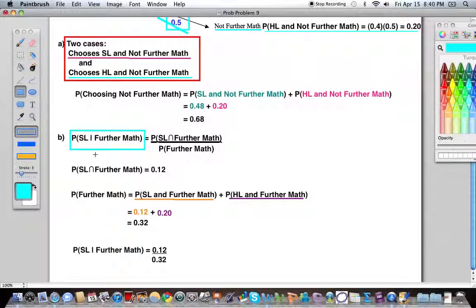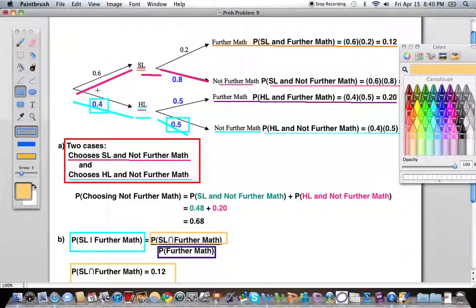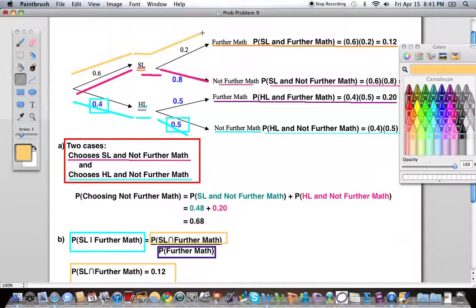We know that this is equal to the probability of a student choosing SL and further math. That's right here. Put that in peach like I did before. And the student choosing, down here, further math. So we can look at, I'm going to scroll up here, our tree diagram and find the probability of a student choosing SL and further math. That's just down this line, choosing SL, choosing further math. So we multiply 6/10 by 2/10 and we get 12/100.